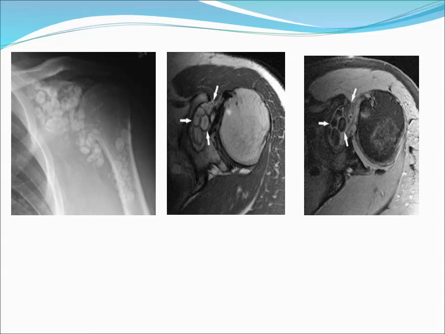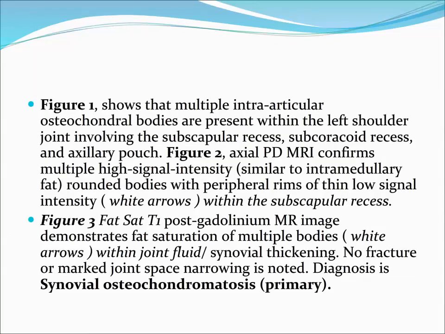Figure 3, fat-saturated T1 post-gadolinium MR image, demonstrates enhancement around multiple bodies, white arrows, within joint fluid and synovial thickening. No fracture or marked joint space narrowing is noted. Diagnosis is synovial osteochondromatosis, primary.